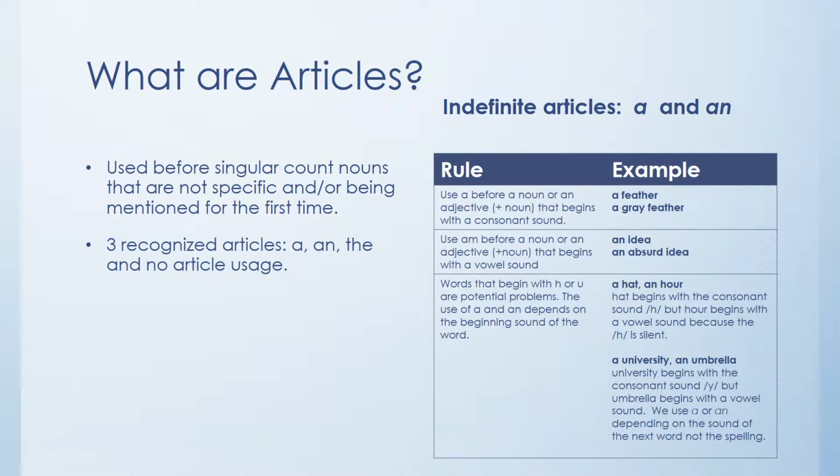This is definitely something that your English learners should know, or else they'll have to refer to a list at all times. What is a consonant and what is a vowel, in order to understand using the indefinite articles a and an. So this first rule is for the consonant sound, and we would use a before the consonant sound. For example, a feather, a gray feather.